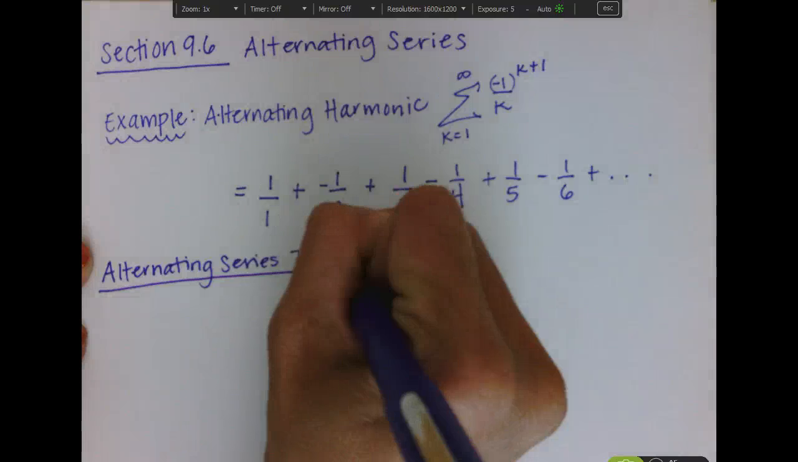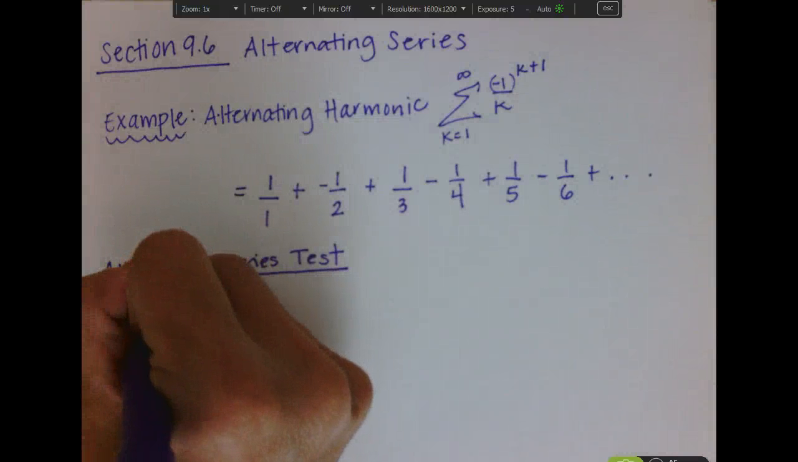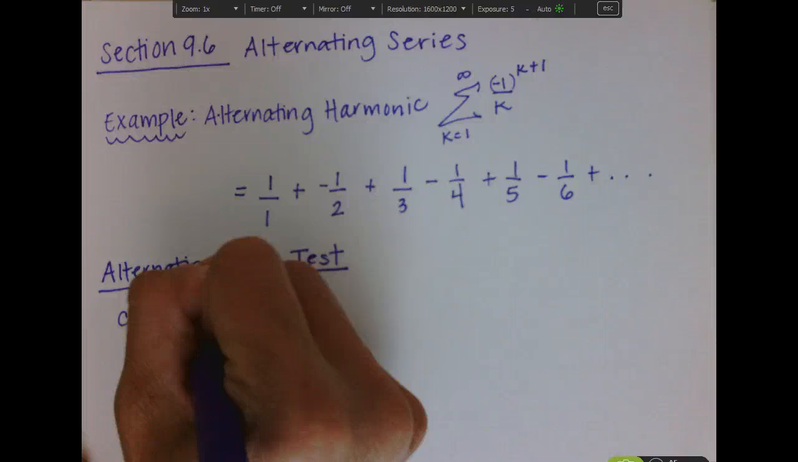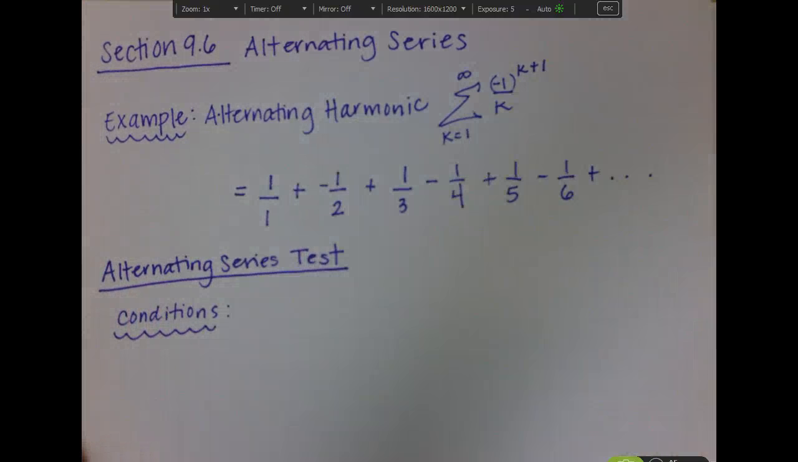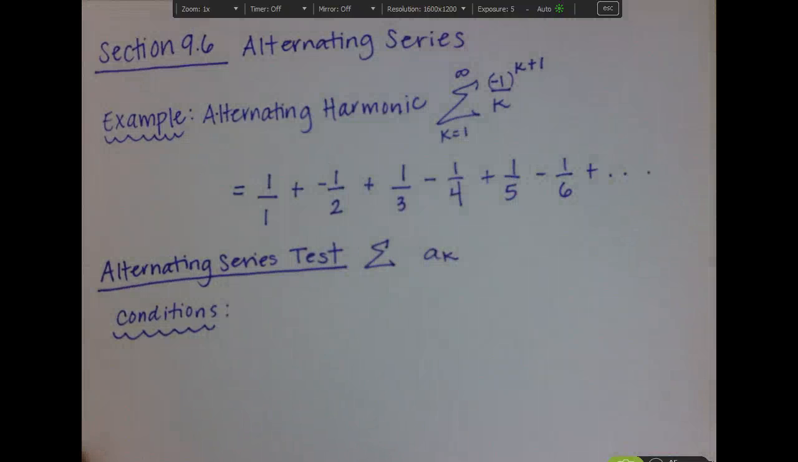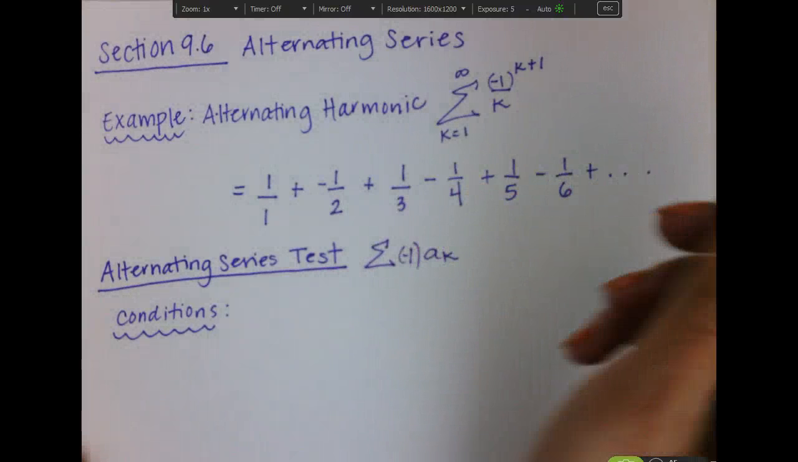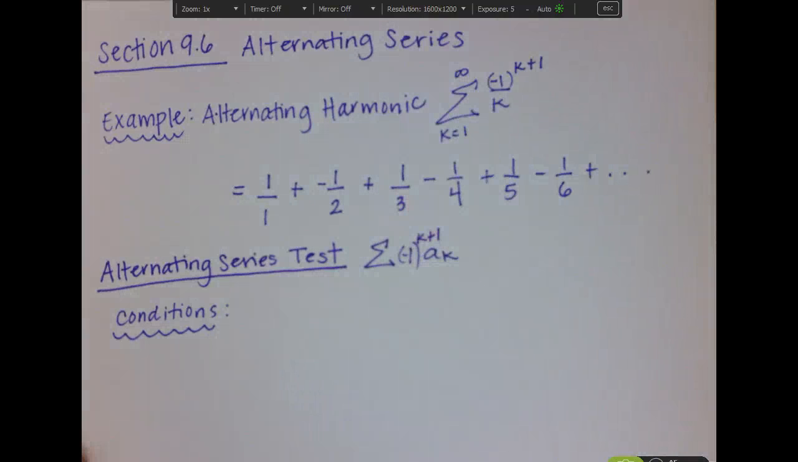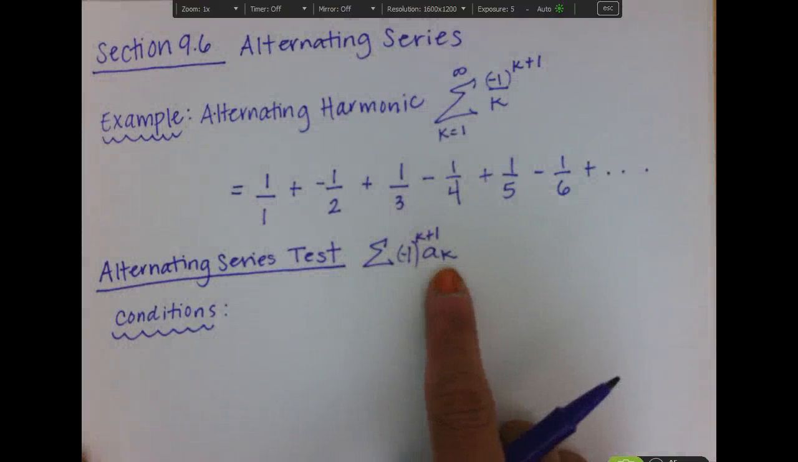There are a couple of conditions that need to be met in order for us to be able to use the alternating series test. So here are the conditions. Let's say we have some a sub k representing our infinite series. In order to make it alternating in sign, we'd have to multiply it by this -1 to the k plus 1 expression. So this represents any alternating series in general.